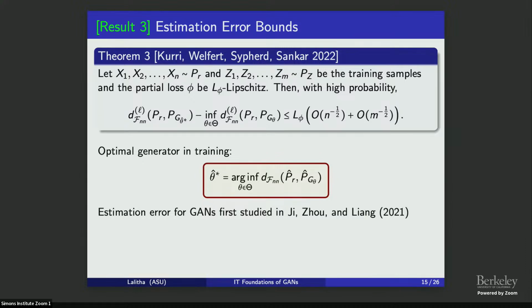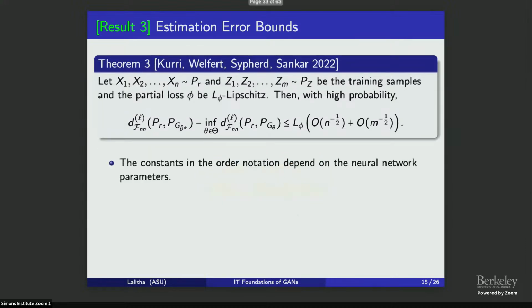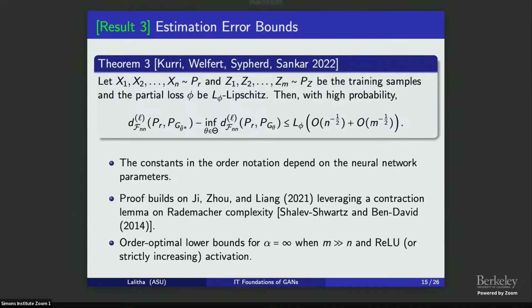This estimation error can then be bounded by the following quantities. This was first studied for the neural network distance presented earlier by Yingyu Liang and her collaborators. We generalized this for any CPE loss, and in particular, these constants here really depend on the neural network parameters. I apologize that I've left out a lot of details, which makes it hard to understand fully, but in the interest of time I'm going to move on.